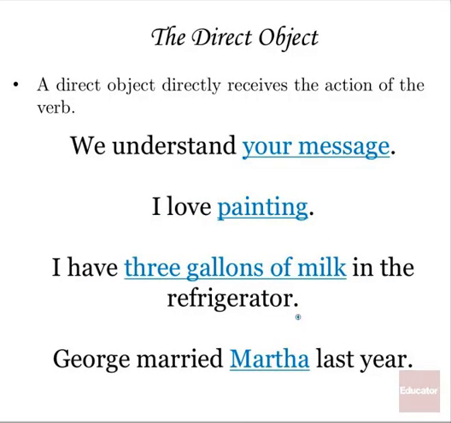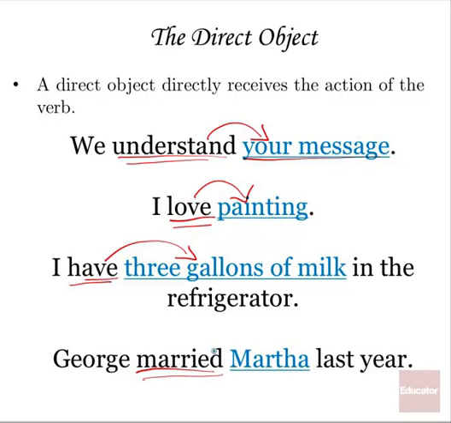We're going to get into this in more detail as the lesson goes on. But to begin with, let's look at direct objects. The direct object directly receives the action of the verb. We understand your message. Our verb is understand, and your message receives that action. I love painting. I have 3 gallons of milk in the refrigerator. George married Martha last year.